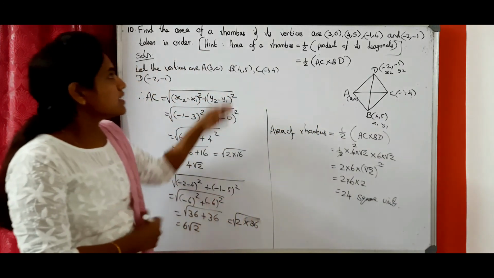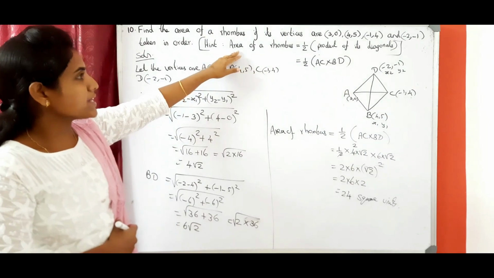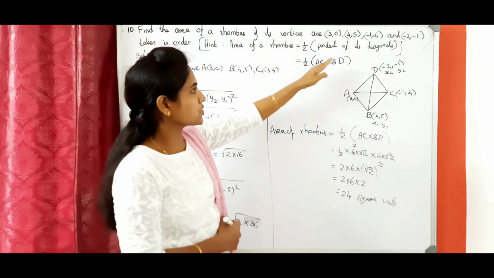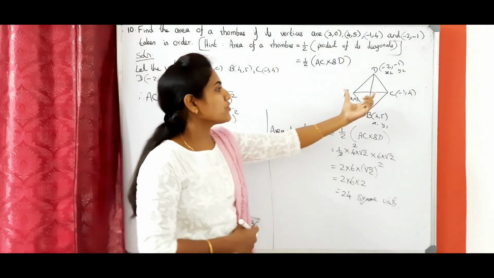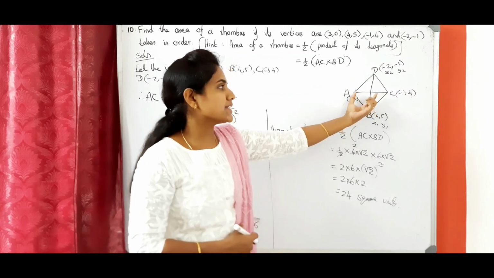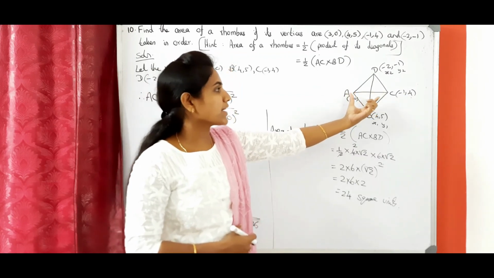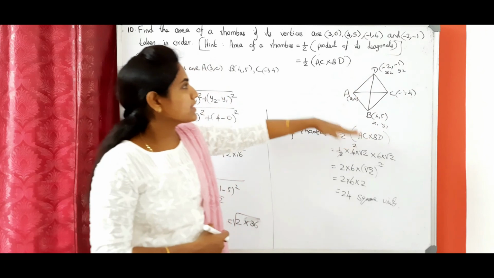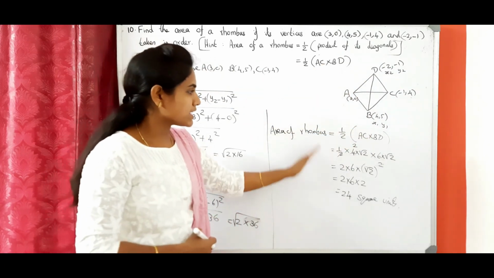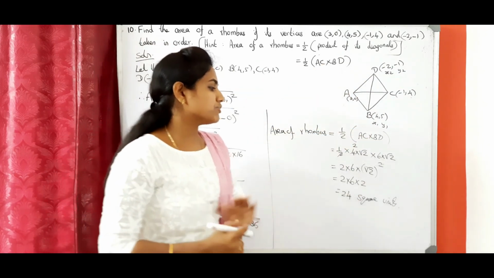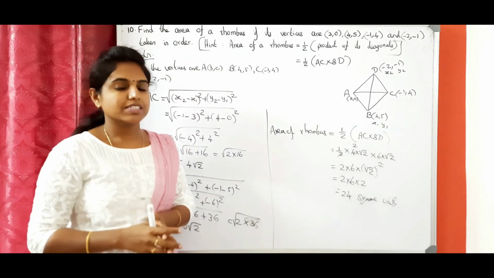So they gave the hint: area of a rhombus equal to 1 by 2 into product of its diagonals. How can we find the diagonals? Using the distance formula, we can find AC and BD. Apply the values here, then we can find the area of the rhombus equal to 24 square units. Thank you, students.